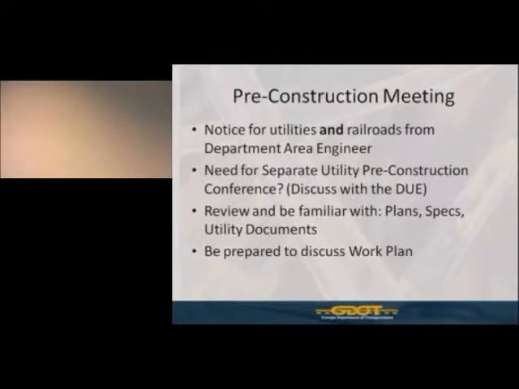So, now we move into construction. We're getting to the contractor's pre-construction meeting. Essentially, this meeting is a notice for the utilities and railroads that are in the vicinity of the project. It typically goes out from the department's area engineer and/or possibly the district utility office. This will go out once the contractor has identified the date for this meeting.